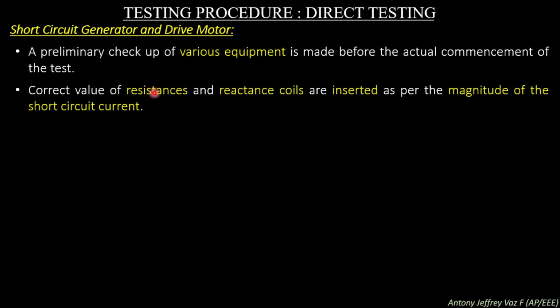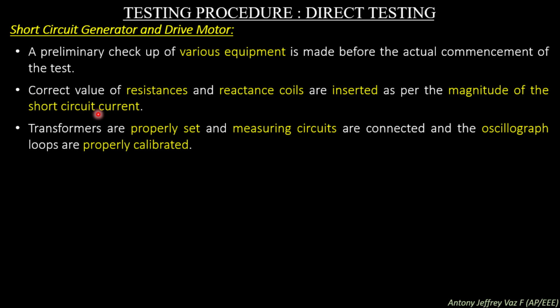Correct values of resistance and reactance coils are inserted as per the magnitude of the short circuit current needed for the testing. Transformers are properly set, measuring circuits are connected, and the oscillograph loops are properly calibrated.